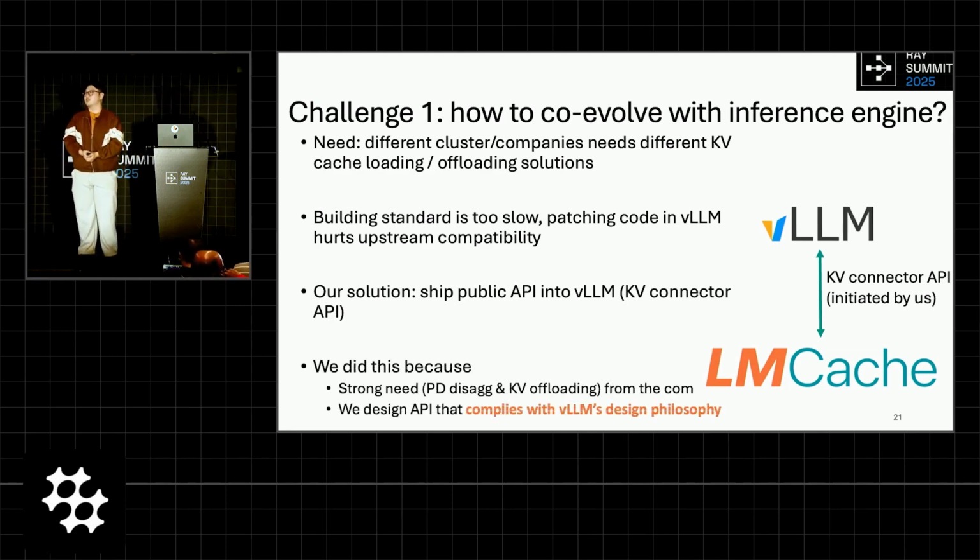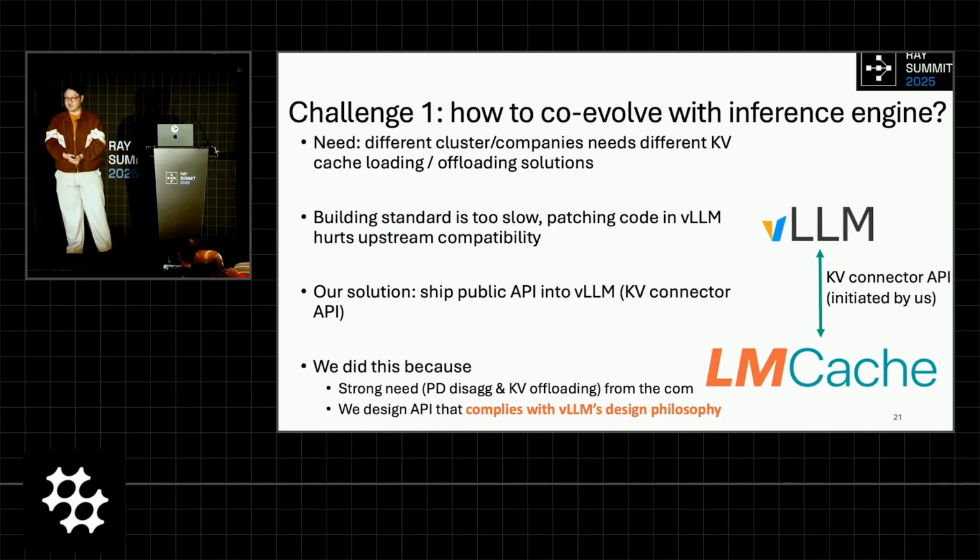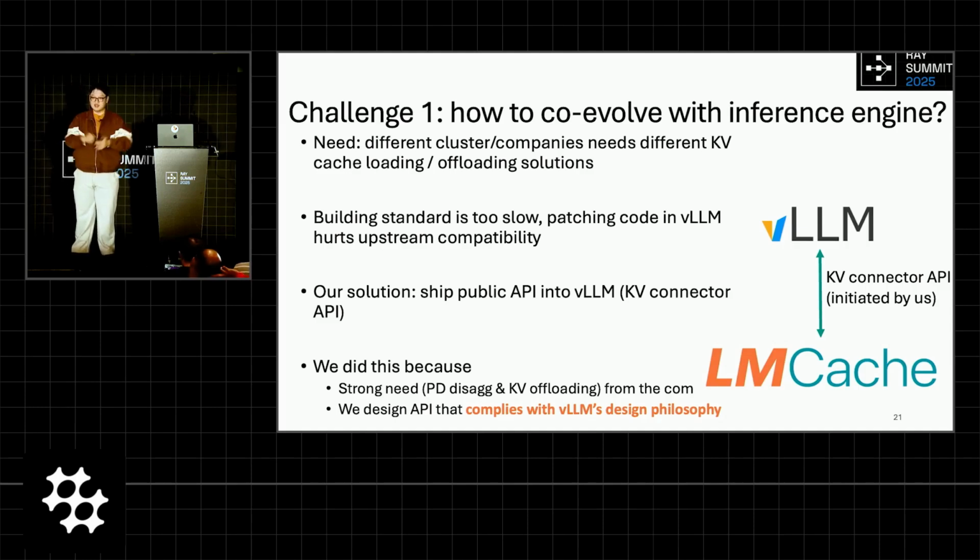The first reason is, of course, there's a strong need in the community that requires this API. Examples are PD disaggregation and KV cache offloading. Also, we are designing this API to comply with vLLM's design philosophy. Because I worked with the vLLM core team for about a year, I'm pretty aware of their design philosophy, and I'm designing the API to fully comply with it. That protects the API from the evolution of the inference engine, because the design philosophy typically doesn't change that frequently.